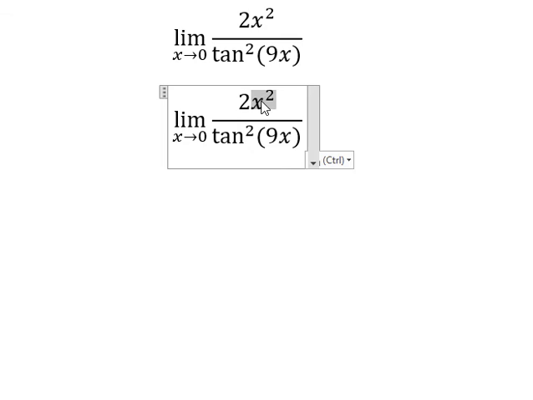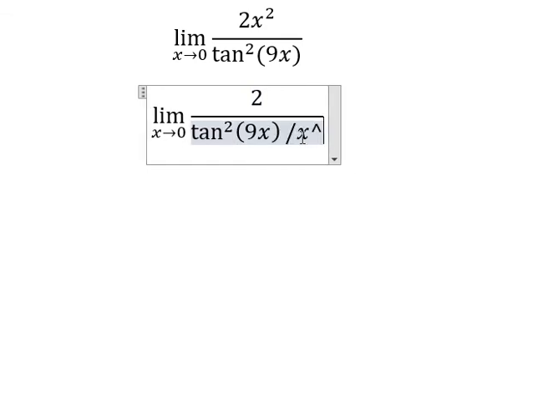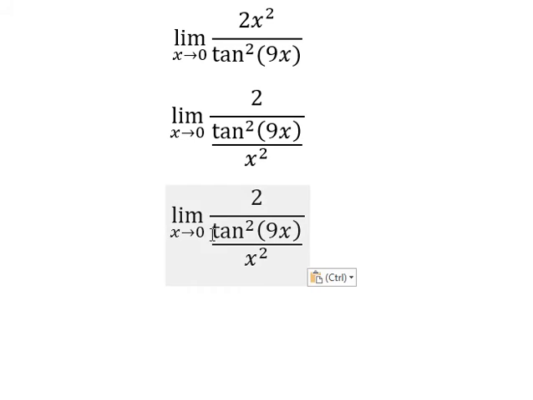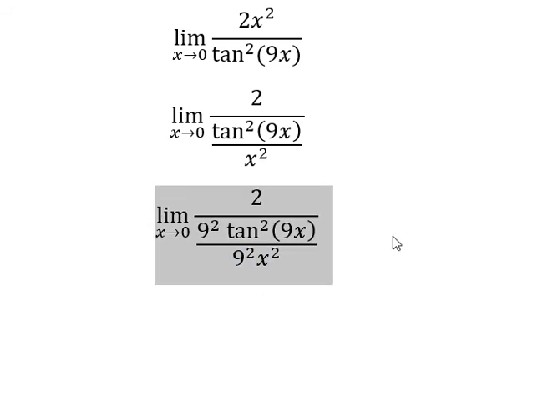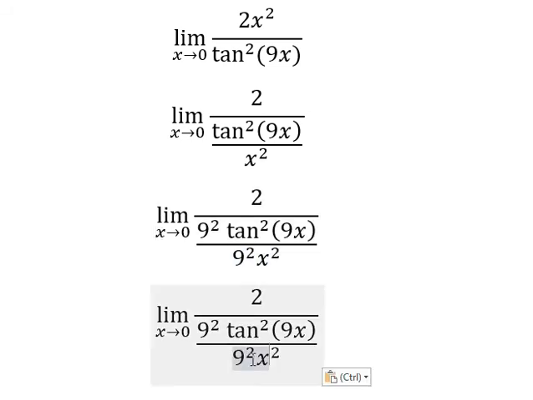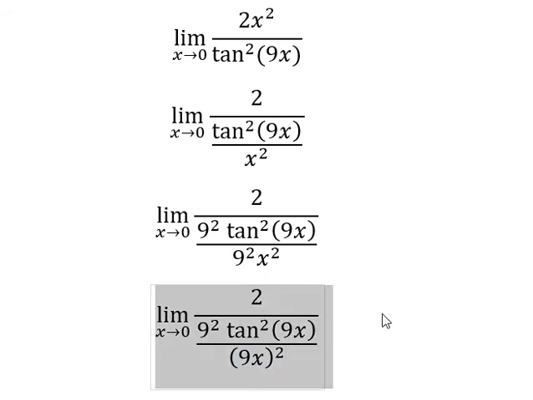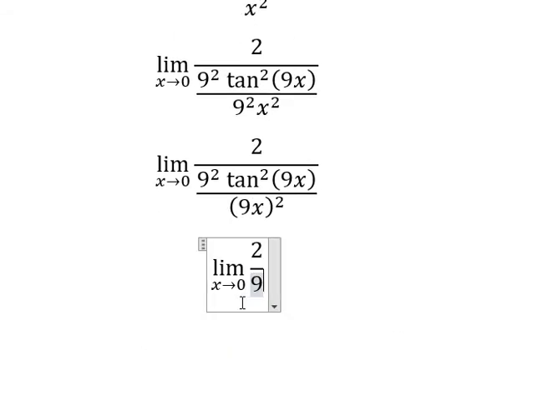We divide both sides by x squared. Next, we need to multiply by 9 squared on numerator and denominator in here. So this one we can put into (9x) everything to the power of 2. Next, this one we can write like this.